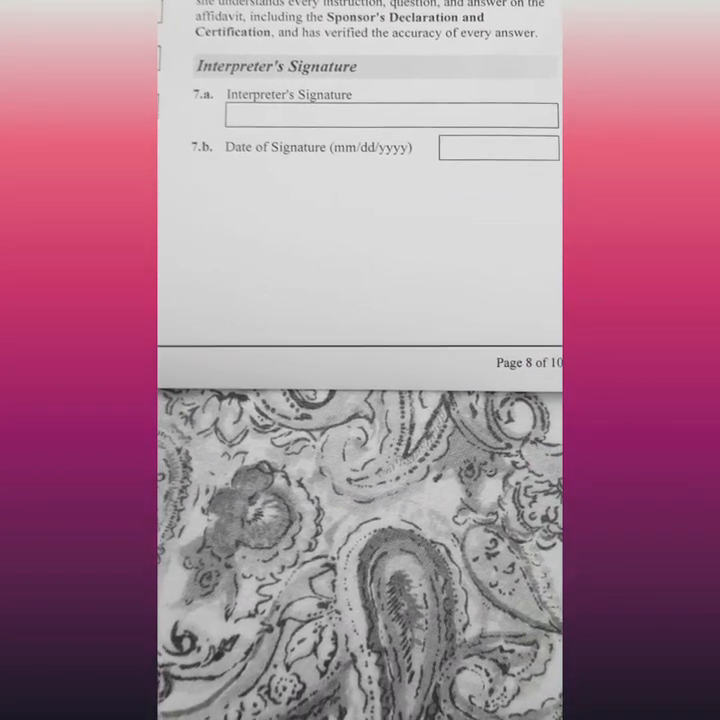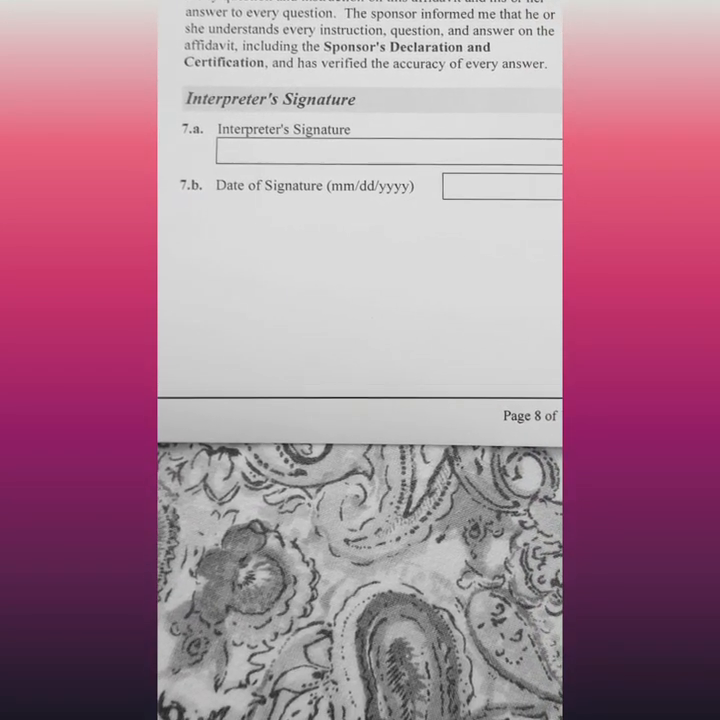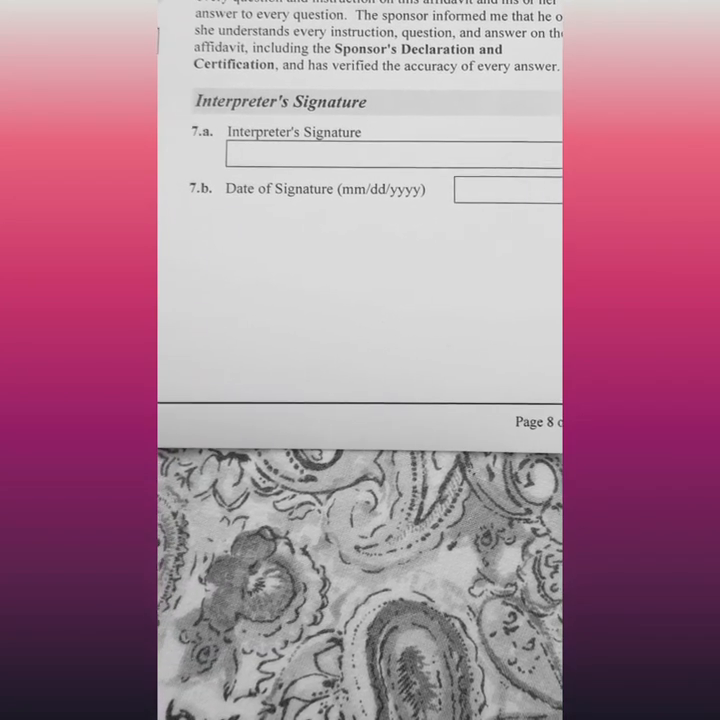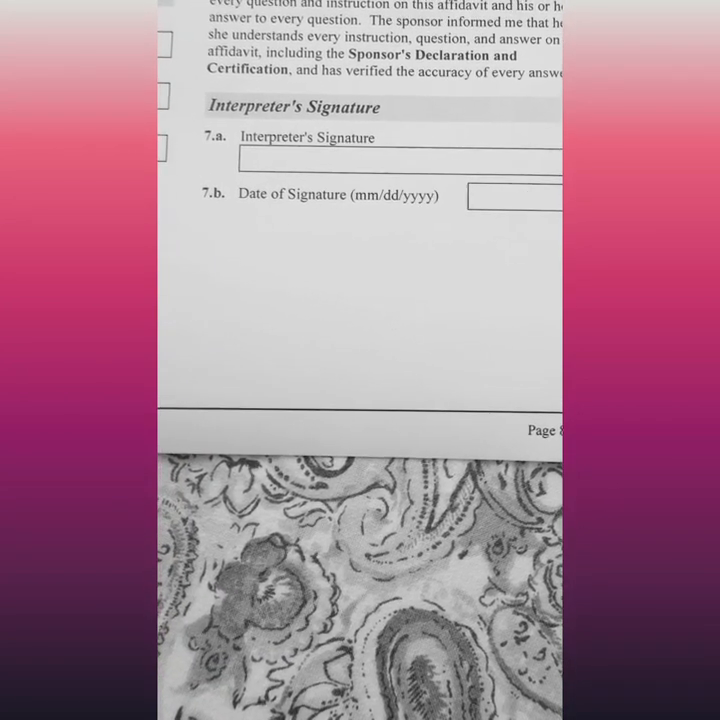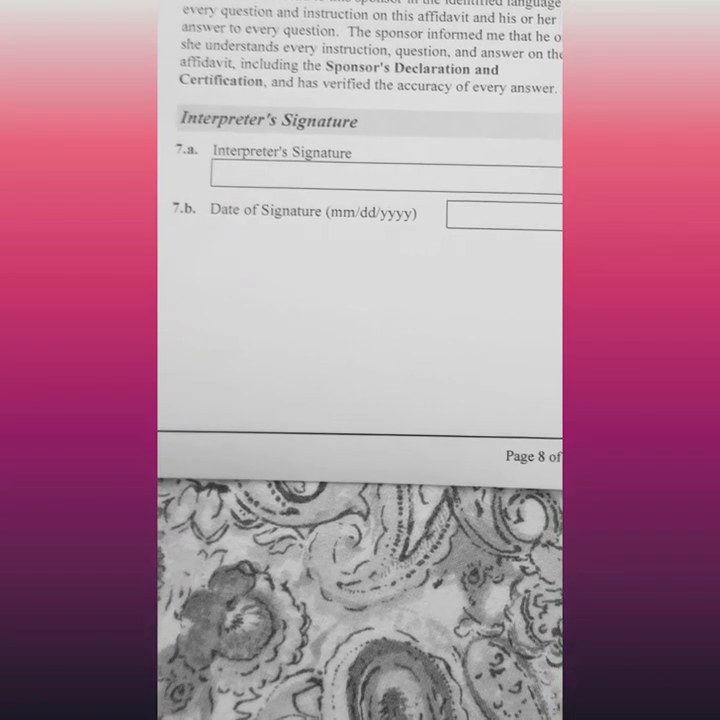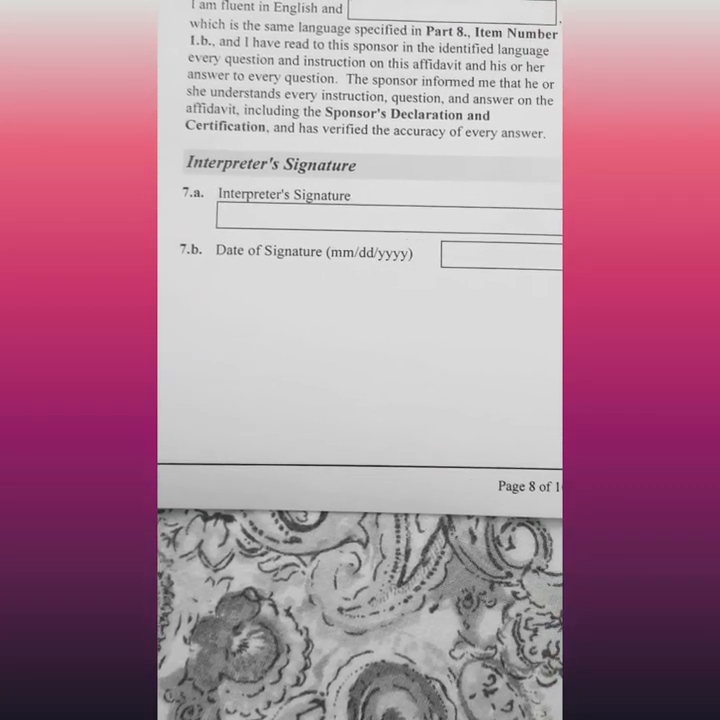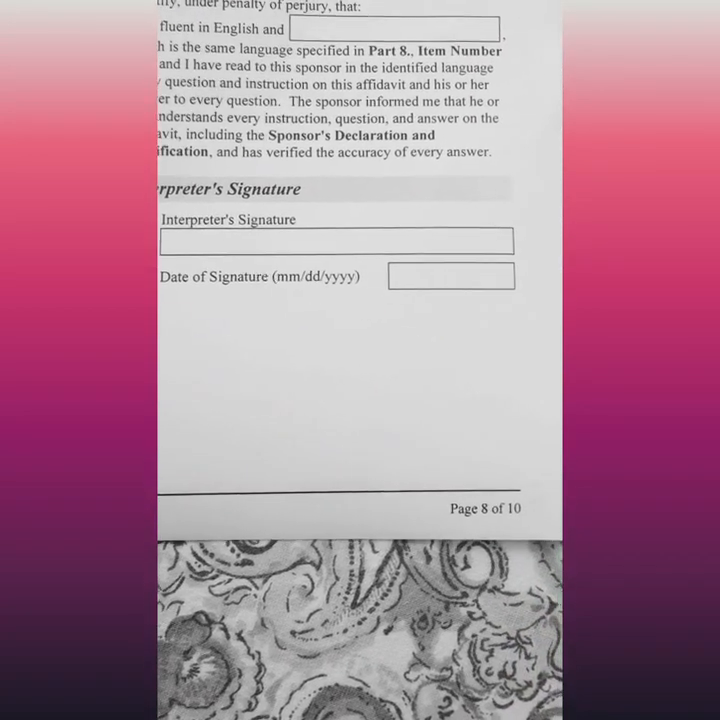So we move over to the interpreter's signature. 7A is talking about the interpreter's signature. Please, guys, don't forget, this is very important. You have to sign number 7A. Number 7B, they needed the date of signature: the month, the date, and the year. So we move over to the next one.